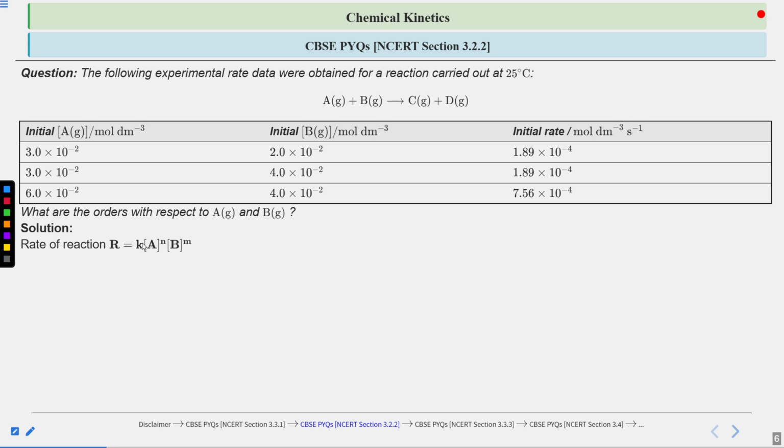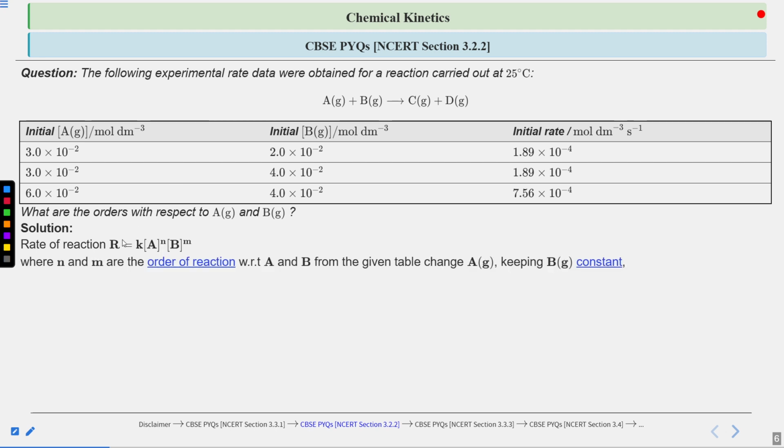So if you define the rate of a reaction, it can be written as R equals K times A concentration to the power N, B concentration to the power M. N and M have their respective meanings. So N and M are the orders of the reaction with respect to A and B. N is the order of reaction with respect to A, M is the order of reaction with respect to B from the given table.